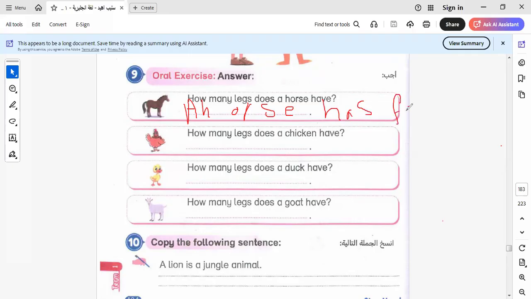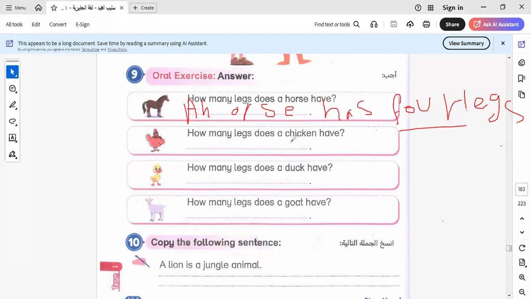Four legs. I can write it in letters because, as we told you before, we are in English and we must write the numbers in letters, not in numbers, because we are not in mathematics. When we are in mathematics, you can write it in numbers, but here we write it in letters because we are in English language, and in English language we deal with vocab and words, not with numbers.